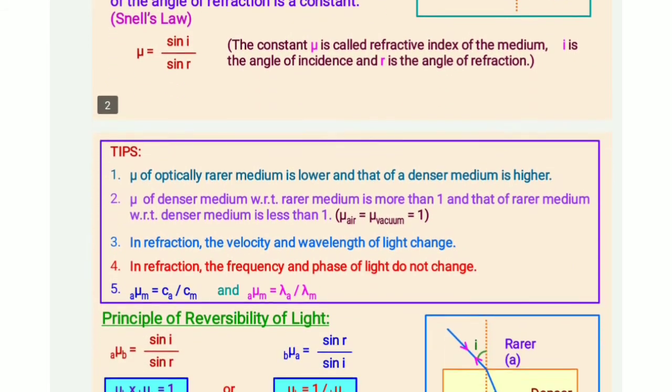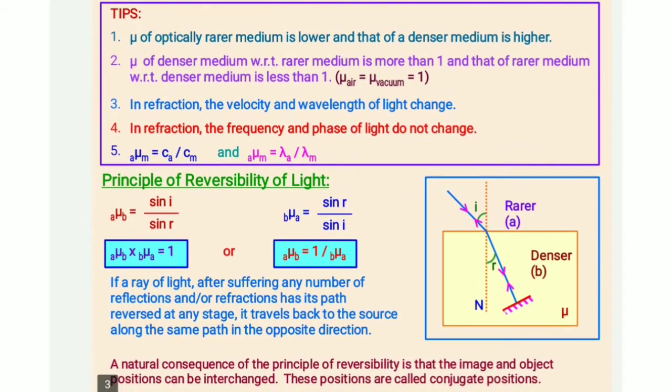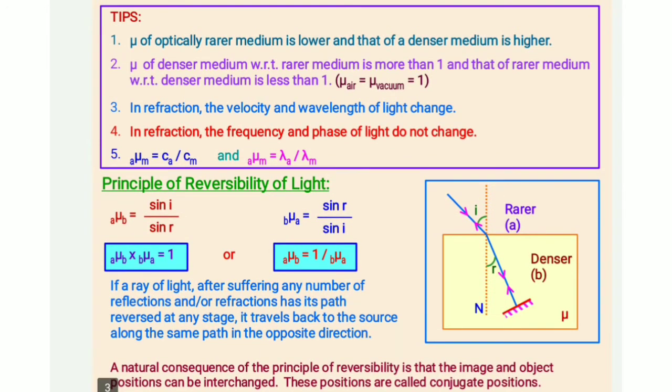Here, if we are going to discuss, some tips are given. What are the tips? The mu of the optically rarer medium is lower, and for the denser medium it is higher. What does it mean? It means that the refractive index for an optically rarer medium is always lower, and the refractive index for the denser medium will be high. Second point, the refractive index of the denser medium with respect to the rarer medium is more than 1, and of the rarer medium with respect to the denser medium is less than 1.